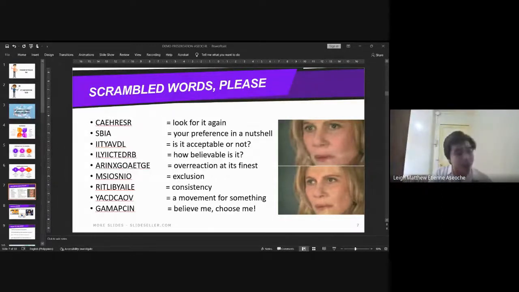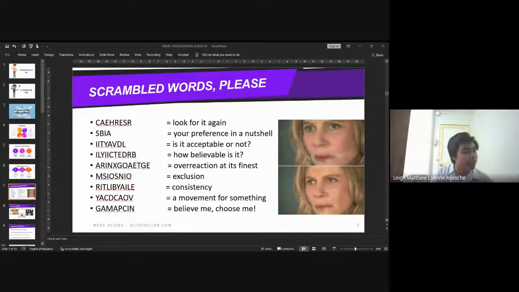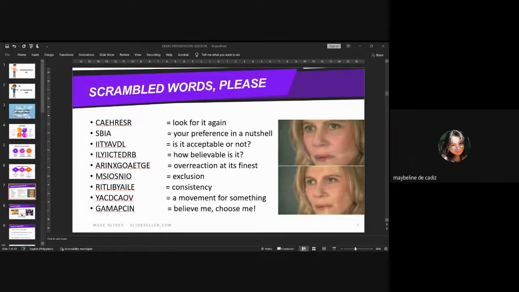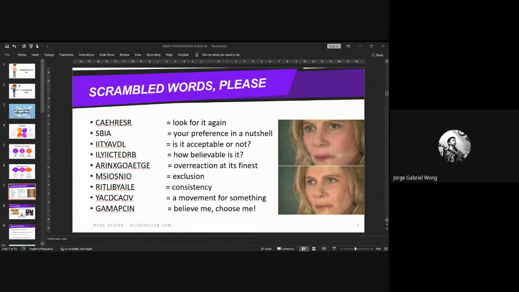The second word, who would like to volunteer to unscramble? Yes, Miss Bantilan. Bias, sir. Very good. The second word is bias. Thank you. What about the third word? Yes, Miss Decades. Validity, sir. Very good. Third word is validity. Thank you. What about the fourth word? Okay, Mr. Wong, kindly. Credibility, sir. Very good.